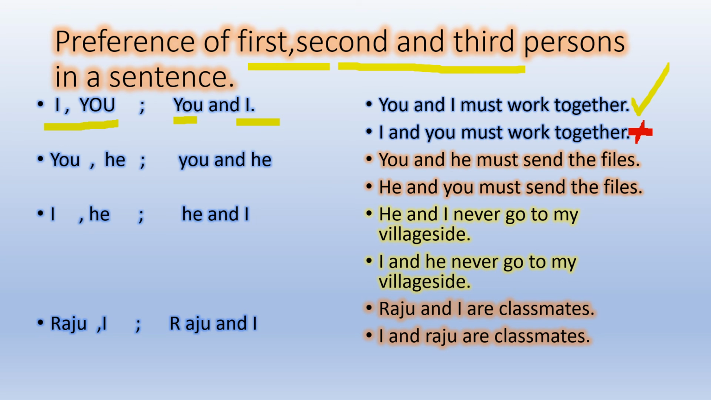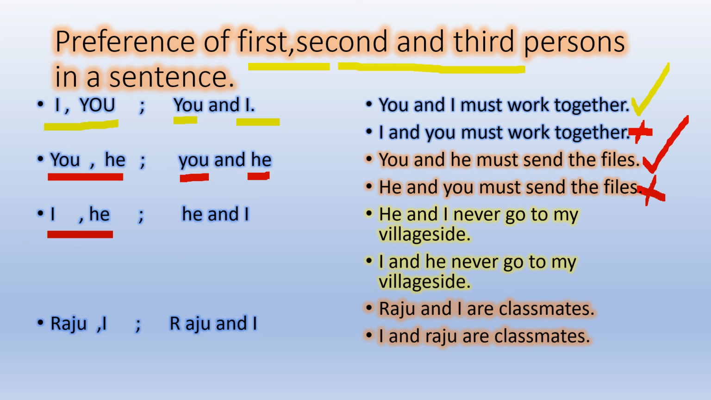Next context, you and he. You and he or he and you: the order of priority is you first, next he. You have to refer first to the person who is standing before you, next the other person. So you and he must send the files. This is the right one. He and you must send the files is the wrong one. Just observe that the order of priority is very important.